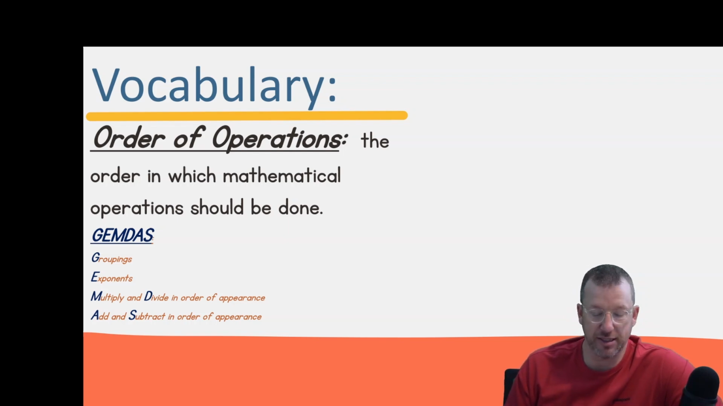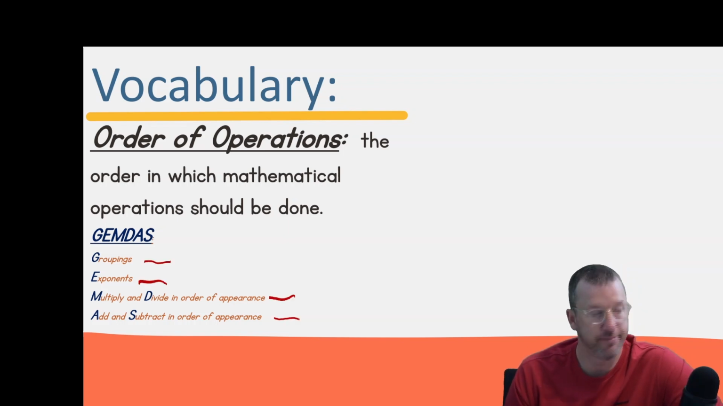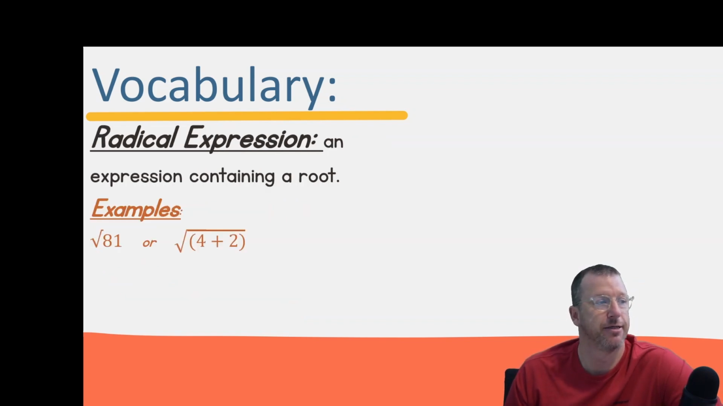And we use GEMDAS as a guide, which we'll go into in detail in this video. GEMDAS stands for groupings, exponents, multiply and divide, add and subtract. G is for groupings, E is for exponents, M is for multiply, D is for divide, A is for add, and S is for subtract.